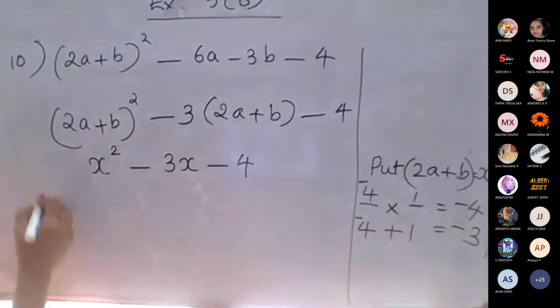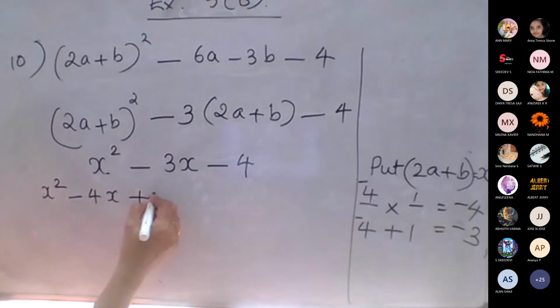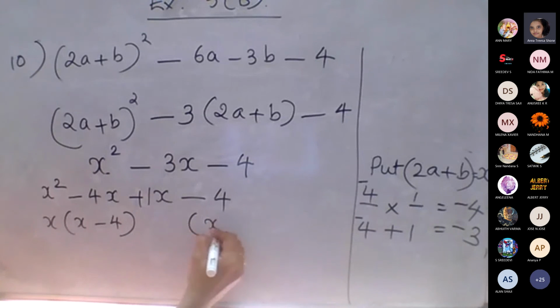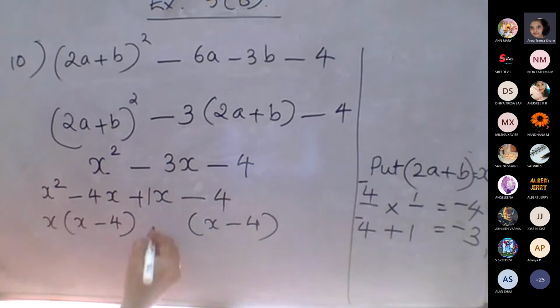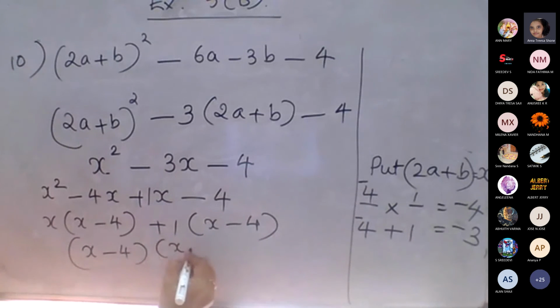Okay, then x square minus 4x plus x, that means 1x, minus 4. Is the step okay now? Then x into (x minus 4), plus 1 into (x minus 4). So (x minus 4) into (x plus 1).